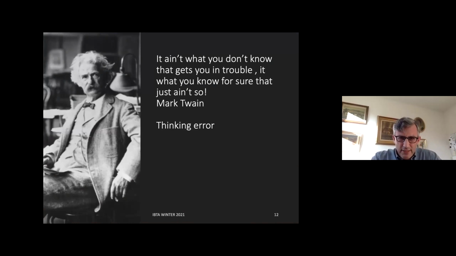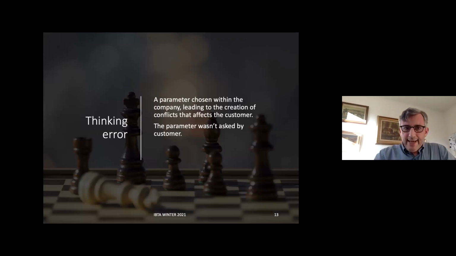In the case of this gardening company, their thinking error is that they created what they called a zone, but the customer didn't have a zone. The customer was aware of being in a zone, but doesn't care. So the company created a parameter, an attribute, and this resulted in some problems. A thinking error is a parameter that you choose in the company, and it leads to a set of conflicts. It might even affect the customer. In fact, this parameter wasn't asked for by the customer itself.